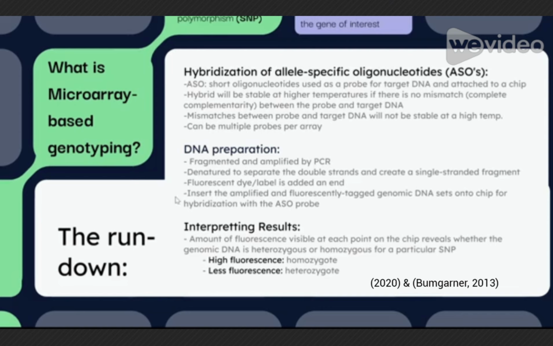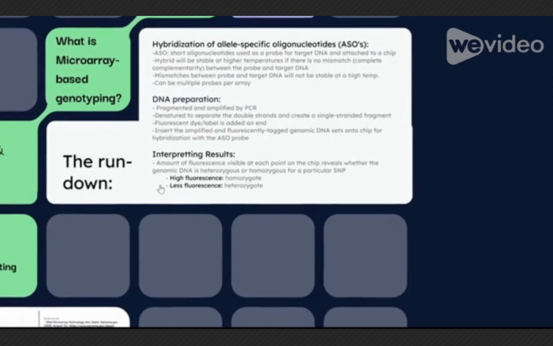So how do we analyze the results of microarray-based genotyping? So we have our chip with the single-stranded oligos for different SNP alleles. Our fluorescently tagged genomic DNA is then also incorporated onto the same chip. Fragments with perfect complementarity will hybridize to the matching part of the chip. Now we can take a look at the fluorescence. The amount of fluorescence distinguishes whether the genomic DNA is homozygous or heterozygous for a certain SNP. More fluorescence indicates a homozygote, whereas less fluorescence is indicative of a heterozygote.